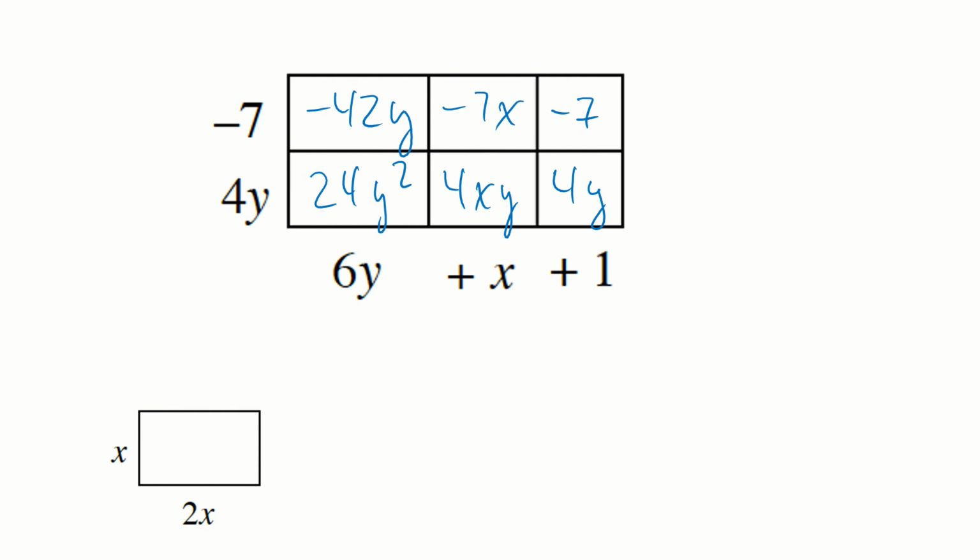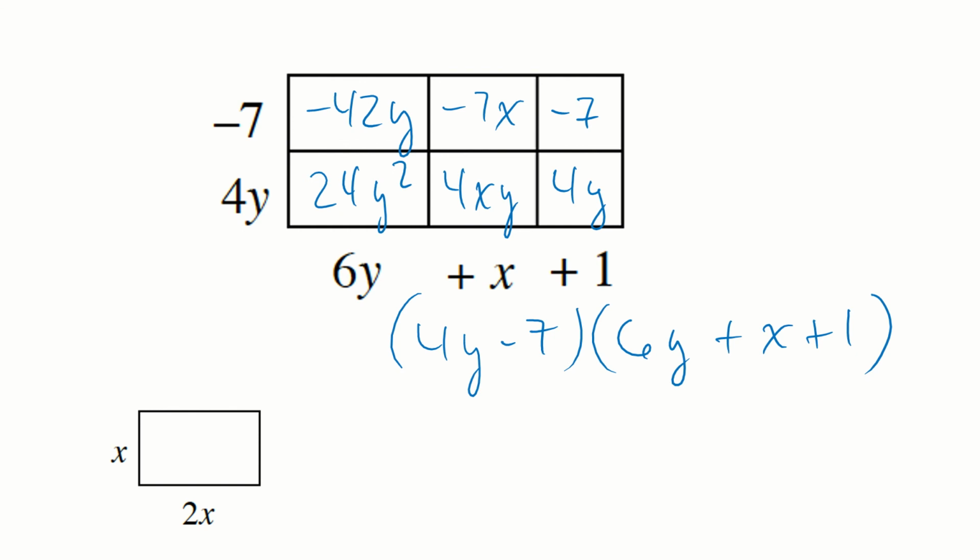So expressed as the product, the area expressed as the product of length times width, I would probably write 4y minus 7, and then I would have the 6y plus an x plus a 1. You can see there's several times here where I've got some like terms. I've got the negative 42y, and combine that with the 4y. There's only one set of x's, there's just the negative 7x and the 7. So it looks like the only like terms I have are the negative 42y and the positive 4y.